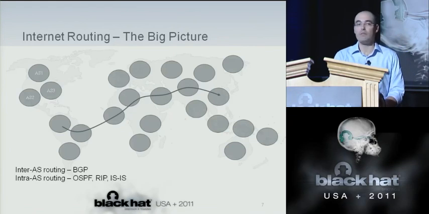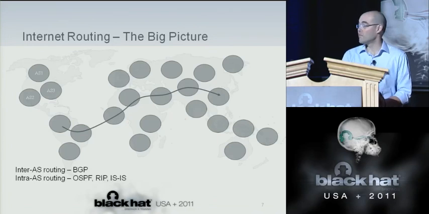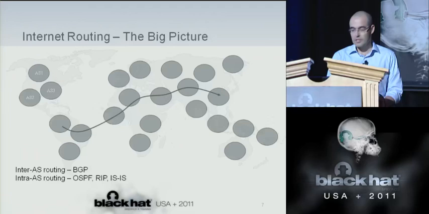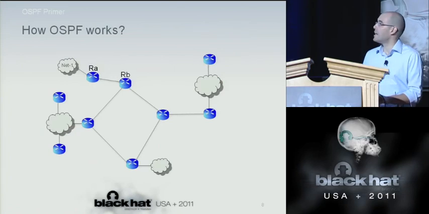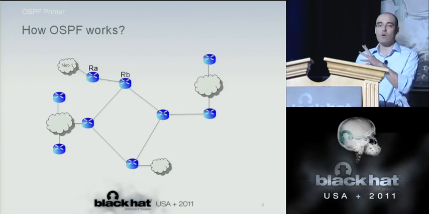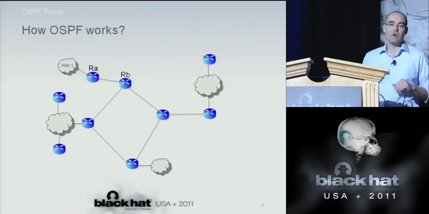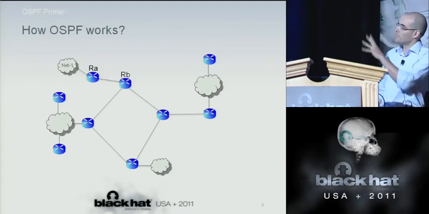As I said, I'm going to focus on OSPF, which is probably the most common intra-AS routing protocol on the internet, certainly for enterprises. So how does OSPF work? Let's see an example. Let's say this is our autonomous system. We have a bunch of routers and networks connected to each other to form a certain topology.